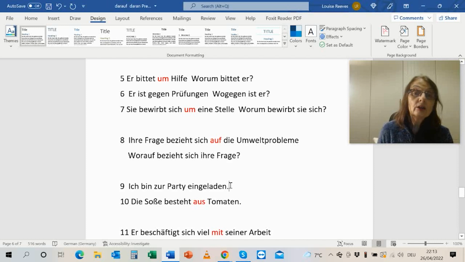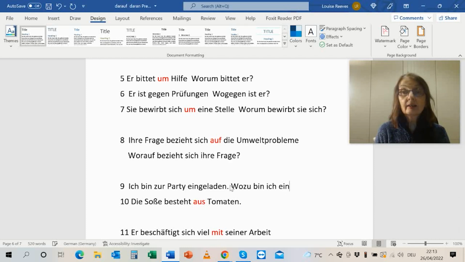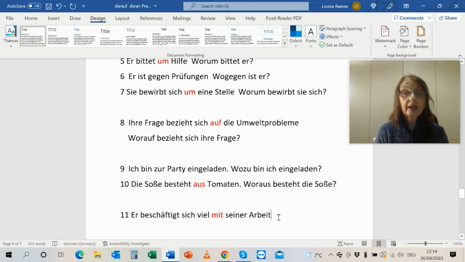Ich bin zur Party eingeladen. Wozu bin ich eingeladen? What have I been invited to? You see, in English, you can end a sentence with the preposition, but not in German. So, wozu bin ich eingeladen? Die Soße besteht aus Tomaten. The sauce consists of tomatoes. Woraus besteht die Soße? What does the sauce consist of? And the answer is aus Tomaten.